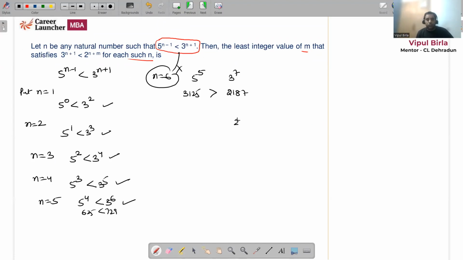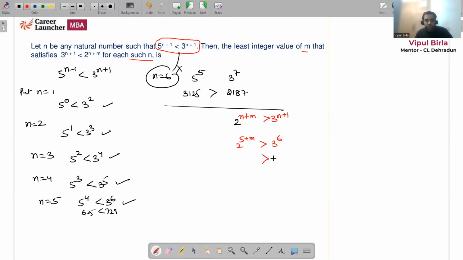So we are looking out for 2 to the power n plus m is greater than 3 to the power n plus 1. So we're looking out for a least value of m, which is an integral one. So I know the maximum value of n is equal to 5. So 2 to the power 5 plus m is greater than 3 to the power 6.